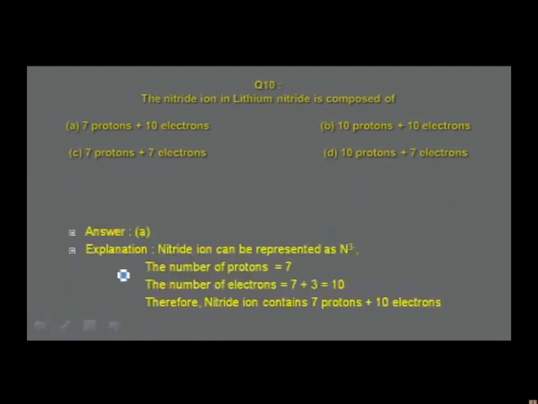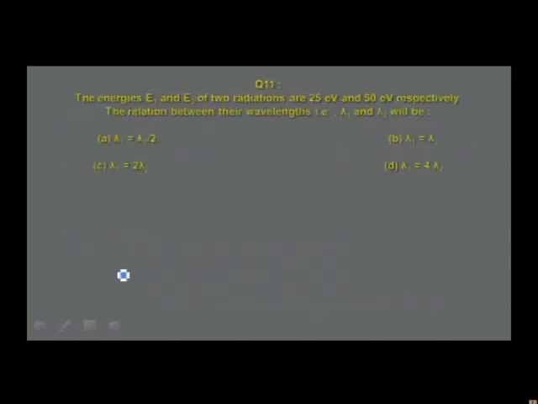In the next slide you find the answer. The formula for the nitride ion is N3 minus, the number of protons is equal to 7, and the number of electrons is equal to 7 plus 3, that is equal to 10. So therefore the nitride ion contains 7 protons and 10 electrons.